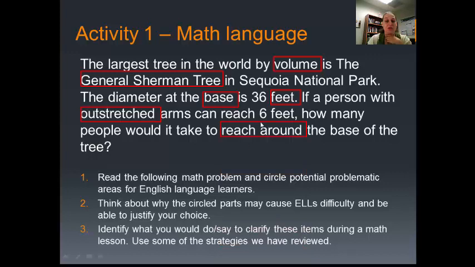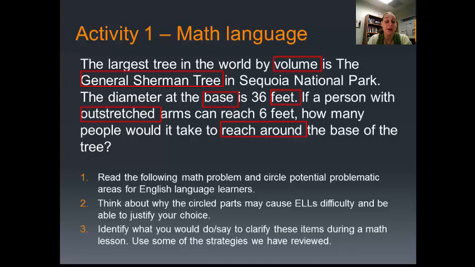Reach around might also be something that's challenging for ELLs, because reach around is a verb, but the verb now contains two parts. The verb itself, reach, and a preposition, around. And these are called phrasal verbs, which can be a little bit confusing for ELLs, because an English language learner would have to know that reach around together makes the verb, right? It's not separate. Okay, so here are just some of the aspects that may be confusing to ELLs.